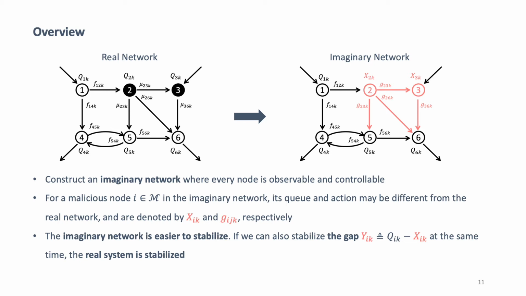Of course, it is possible that the queue backlogs and the actions in the imaginary network might be different from the real network, so we denote them by X and G respectively. The intuition of why this method works is that the imaginary network now becomes easier to stabilize because it is fully observable and controllable. Therefore, if we can also stabilize the gap at the same time, then the real system is stabilized.